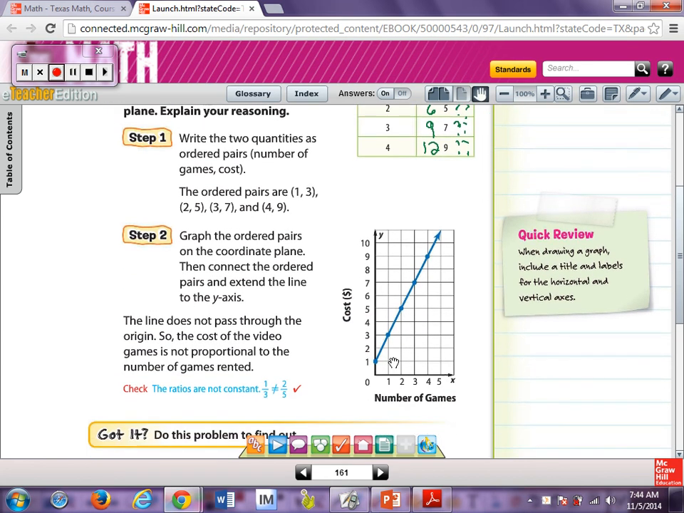Well, here I see that here's the data. $0 means 0 games. We're not at 0 games. Look, we already have a point here. 0 games are being charged about $1. How can you be charged for not even renting a game? Already I can tell this doesn't make sense and it's not proportional.